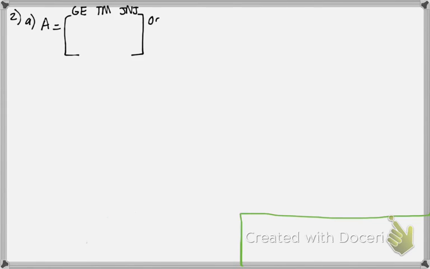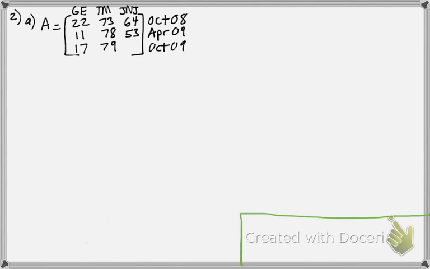and then October of 08, April of 09, and October of 09. I'm filling in the numbers here. So I'm basically just copying the first table verbatim into this matrix.